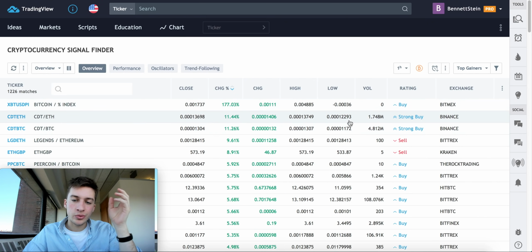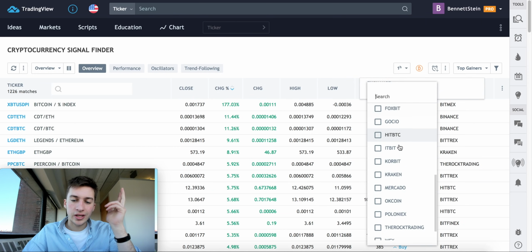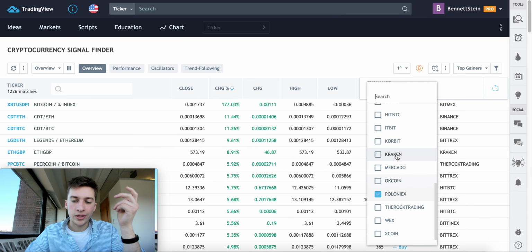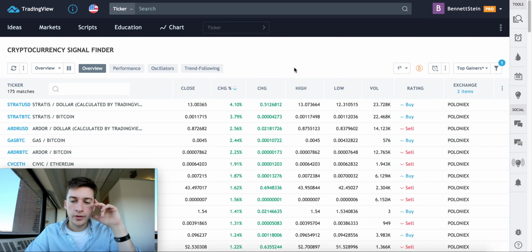It's going to just tell you the overview of what these coins are. The first thing that you want to do when you get to the site, and this is pretty important, is only select your exchange, of course. So let's say you trade on GDAX, also known as Coinbase, and you trade on Poloniex, like I do. I'm just going to select Poloniex and Coinbase. Done. And I'm only going to have 175 matches because I'm only picking the two exchanges that I trade on.